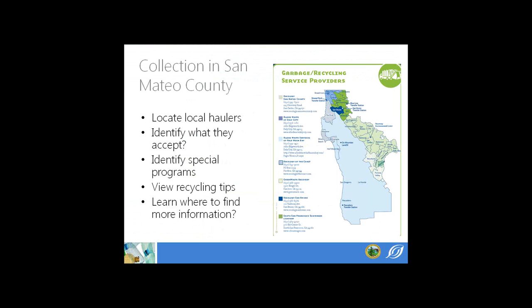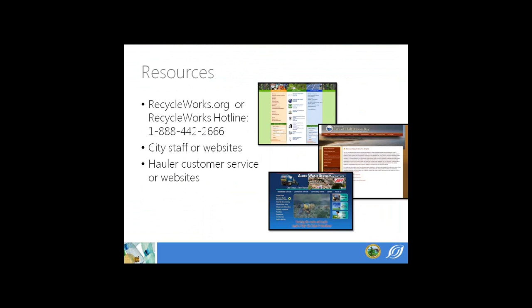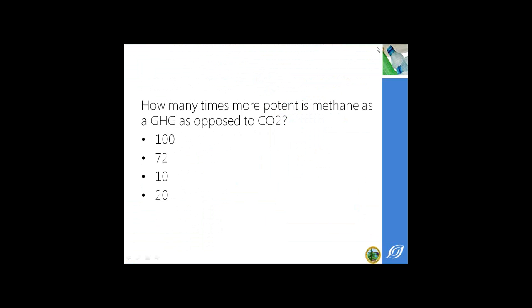So if you want to find out more information, there's lots of information on the website. If I have time at the end of this presentation, I will take you through the website to show you online. But you can find out who your local haulers are, what they accept, what types of programs they have. There's recycling tips. There's all sorts of good information on the RecycleWorks.org website. That will help you. There's a hotline. You also have access to the city staff. And you can link through to the other hauler websites as well to contact the hauler that's servicing either your home or your business.